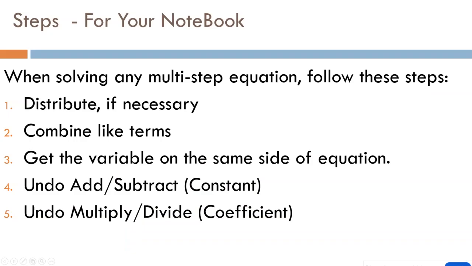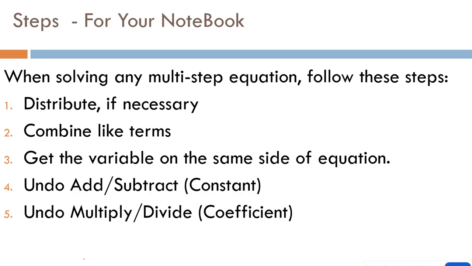So, reminding you of our steps that we're going to use when we solve any multi-step equation. The first step is to distribute if necessary, and that's where we're going to focus today. The second step is to combine like terms. Now, we focused on that a little bit yesterday. The third step, we are going to get the variable on the same side. Now, we haven't seen that yet. That'll come in section 1.4, so we'll get there on a lesson next week.